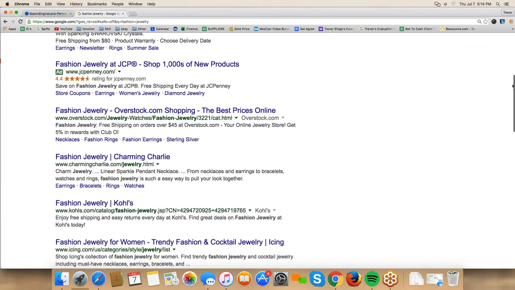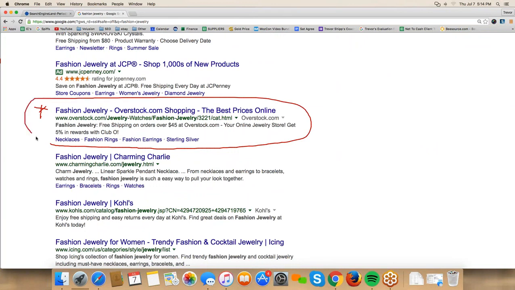These guys right here, because they're the number one organic result, are probably getting the lion's share of the clicks. This page right here, the second listing, gets a lot of clicks. So does the third, and so on and so forth. But your number one listing is going to get the lion's share of the clicks. Okay.